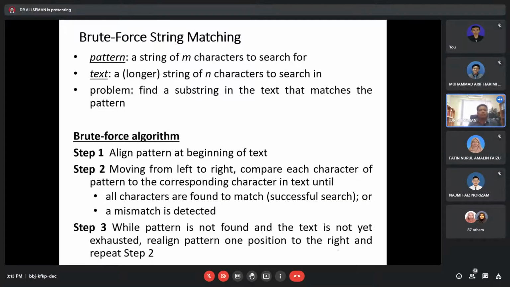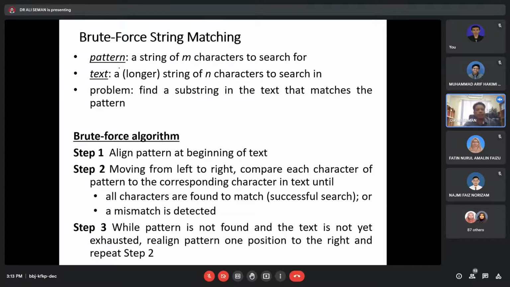Okay, brute force string matching. This is another problem for brute force. On top of searching and sorting, this is another category of problem called string matching. So we have brute force string matching. What is string matching?